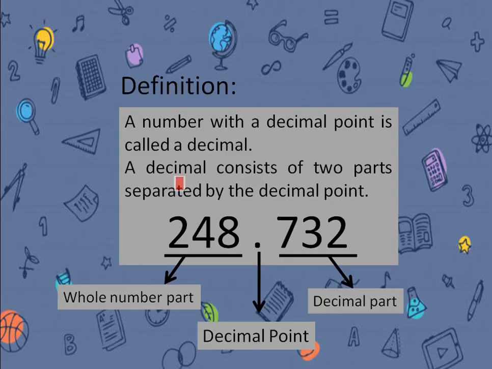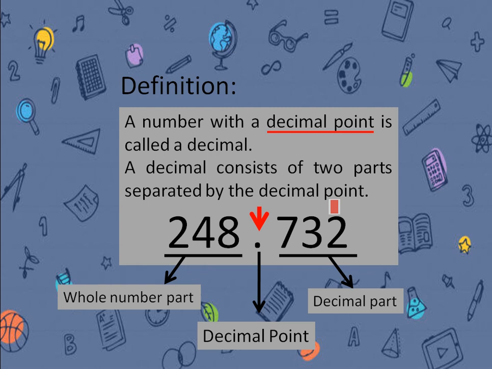A number with a decimal point is called a decimal. A decimal consists of two parts separated by the decimal point. So the question arises is, what is a decimal point? The decimal point is denoted by this dot over here, and this dot is read as decimal point or simply point.